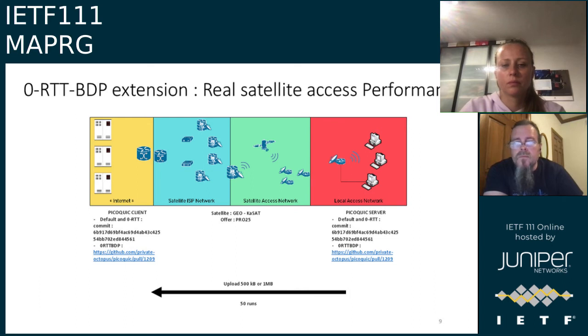There are different approaches on how the server can use the parameters. This will be discussed later, and it could be seen as dangerous to directly exploit the previously measured parameters. So to verify that, we have a satellite broadband system access. I have a Picoquic server close behind my satellite terminal on the right of the figure. For the satellite access network, I'm using GEO CA Sat with a Pro 25 offer, so there's a satellite ISP network which I don't know anything about, and then I have a Picoquic client instance in our data centers, on virtual machines on the public internet with the OVH provider. And we upload 500K or 1 meg.